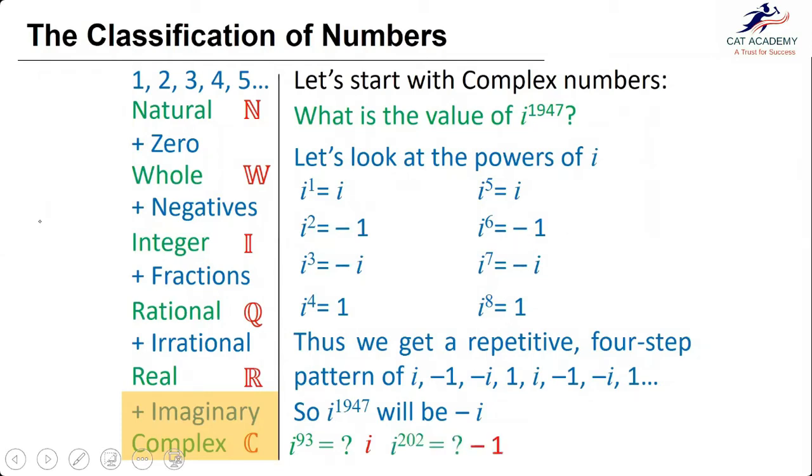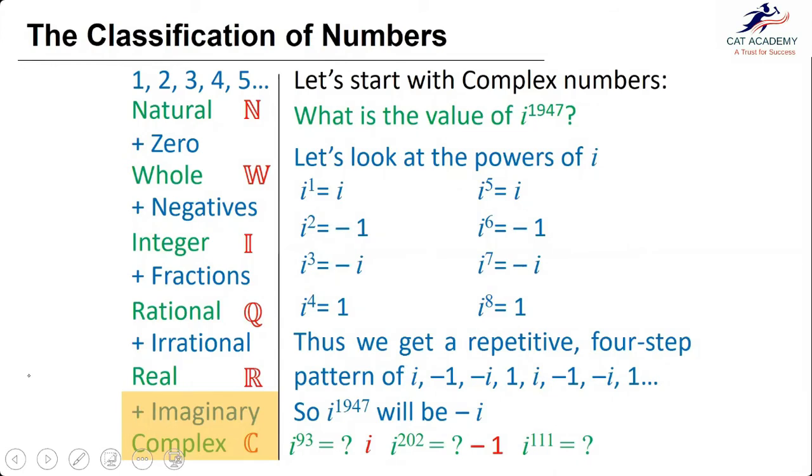All right. Try next. i raised to 202, which is the closest multiple? 200 will be the closest multiple. So let's take 200 over here. So if 200 is here, then 201, 202. Value should be minus 1. Okay.